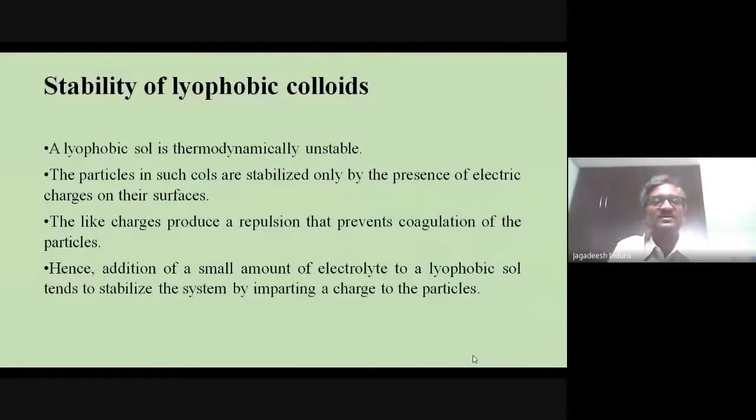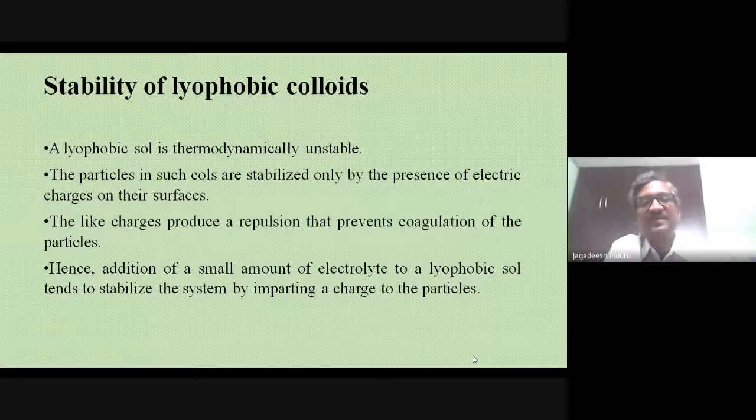So lyophobic dispersions are thermodynamically unstable. The particles in lyophobic colloids are stabilized only in the presence of electrical charges on their surfaces, because they don't have any solvent sheath as a protection or barrier. The charges present on the surface produce a repulsion that prevents coagulation of the particles and enhances the stability of lyophobic colloids. This is actually fundamental, we know it.